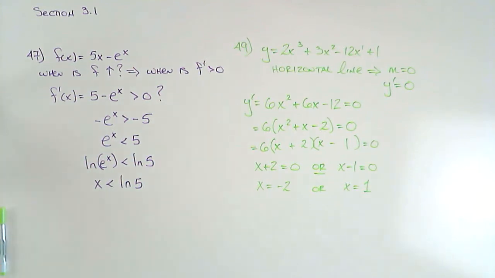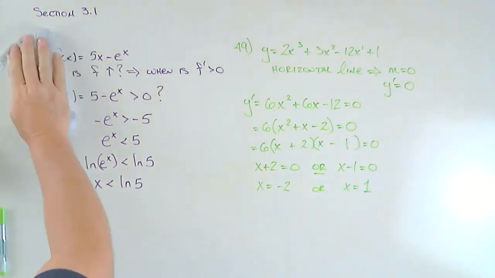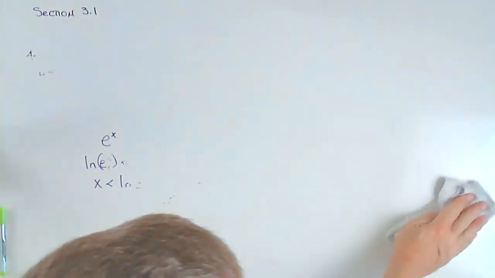Now, they just keep adding things to the problems. They just want to make sure you're translating correctly. All right, so that was 47 and 49. Let's skip down to 55.